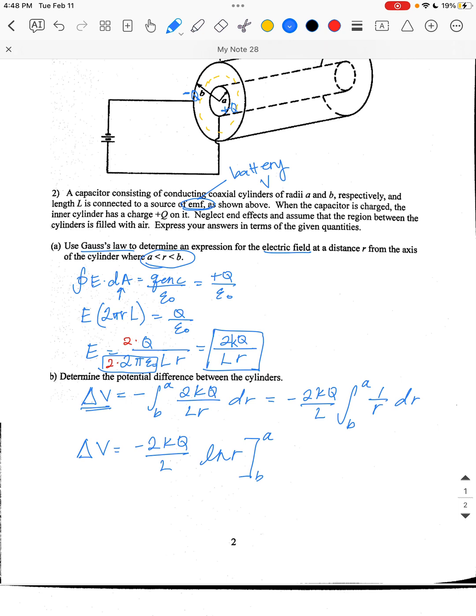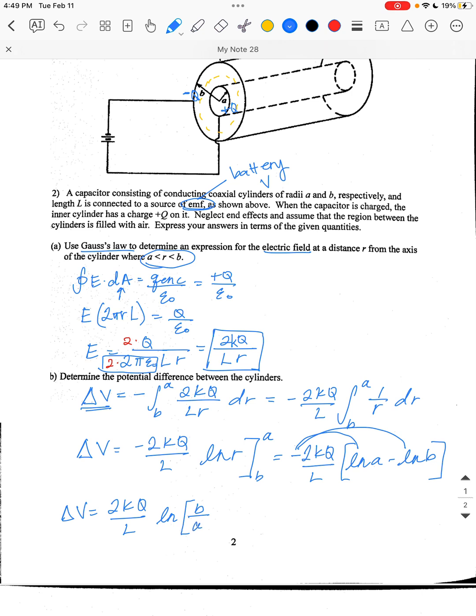Now, I know that this is going to simplify out, but I am going to write it out as ln A minus ln B, because I want this negative sign to distribute, and I can write it out as 2KQ over L times ln B minus ln A. And we talked about this in class. A natural log property, if you have subtraction, is going to be ln of B over A. And that is going to be your answer for your potential difference.